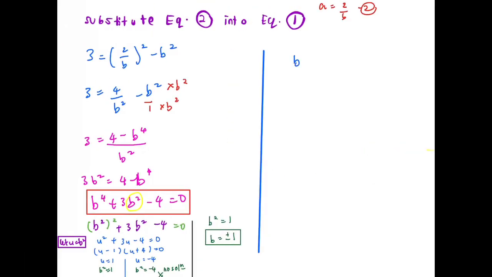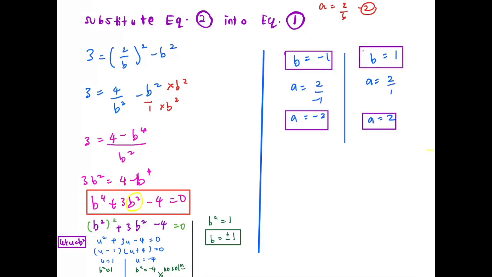Let us substitute. b is equal to minus 1, and another one, b is equal to 1. Let's substitute into our second equation. Therefore, a is 2 over minus 1, so a is minus 2. Another one, a is 2 over 1, so a is equal to 2. So now let's conclude our answer in terms of a plus bi. For the first answer, it is minus 2 minus i. And another one is 2 plus i. So these are your two answers here.